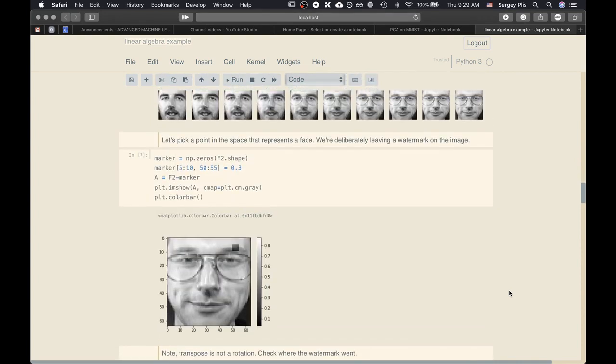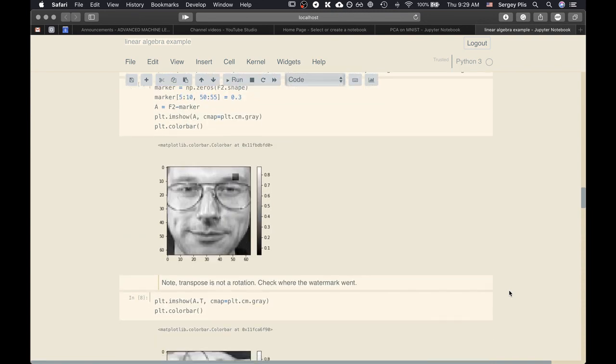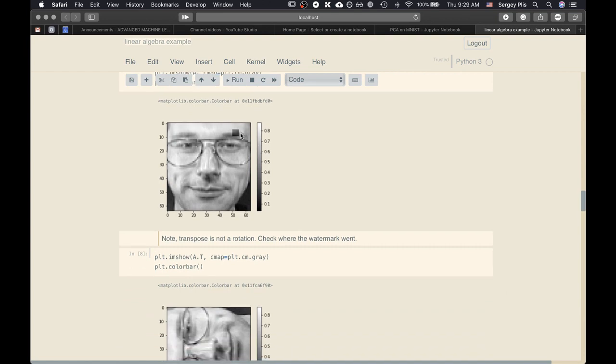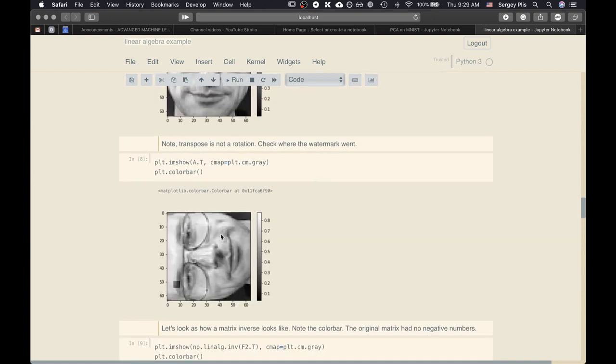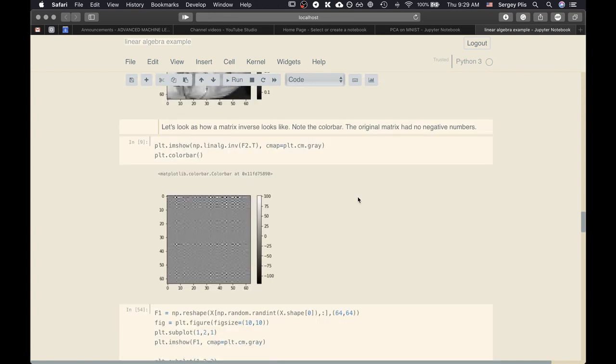We can also illustrate the transpose operation. It's a continuous linear algebra refresher. So I put this square on the face and I transpose the face, and look, it's not a rotation, because if it was a rotation, the square would have been here. That's just an illustration of the transpose operation.